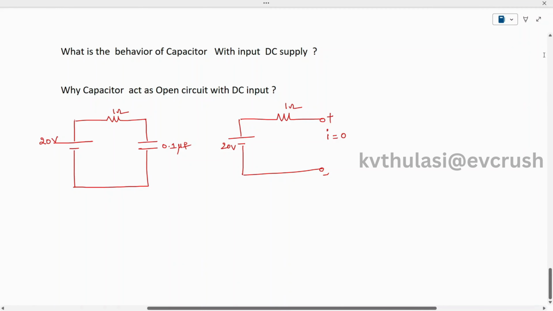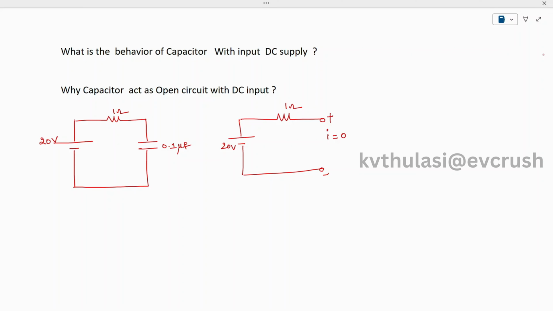Today we are going to discuss a very beautiful concept: what is the behavior of the capacitor with a DC input, or why a capacitor acts like an open circuit with a DC input. It's very simple to understand.